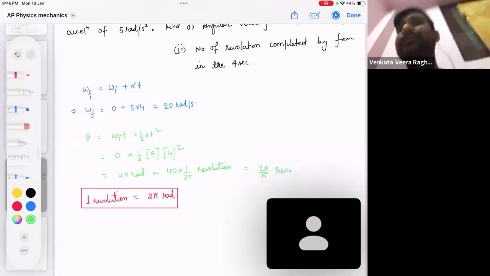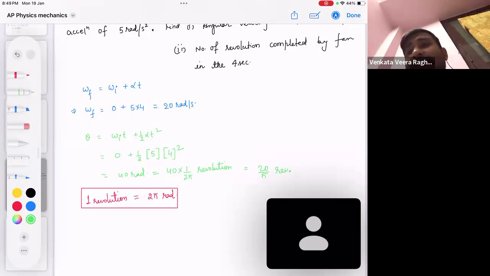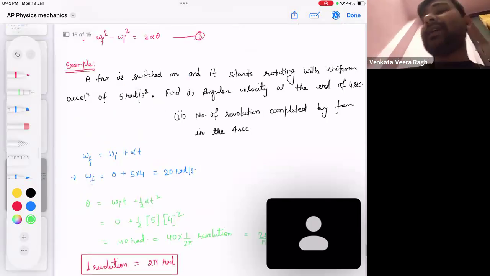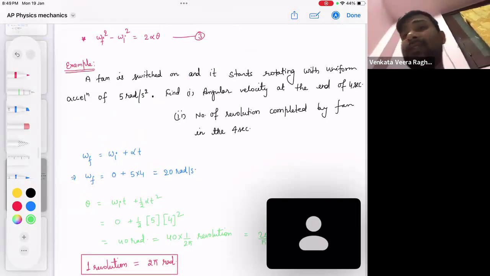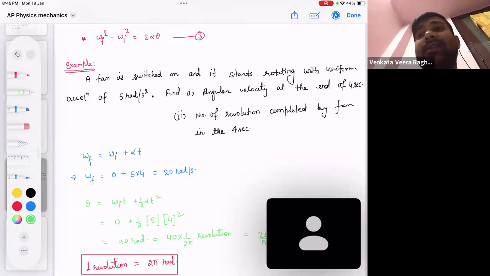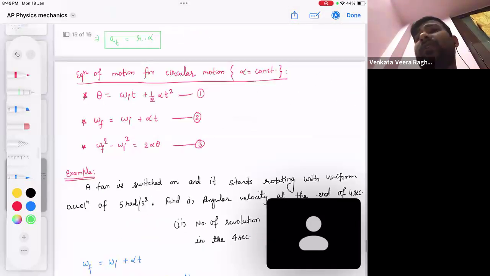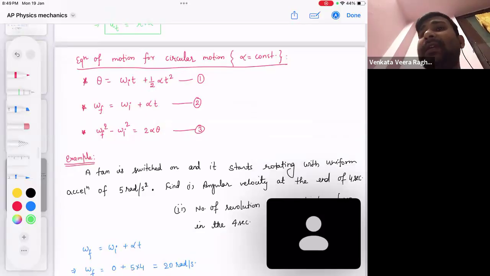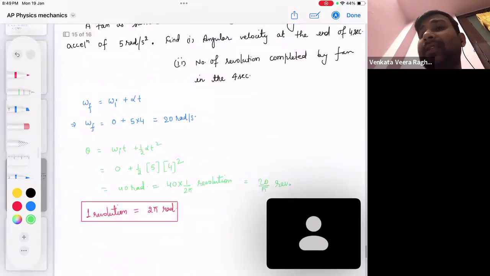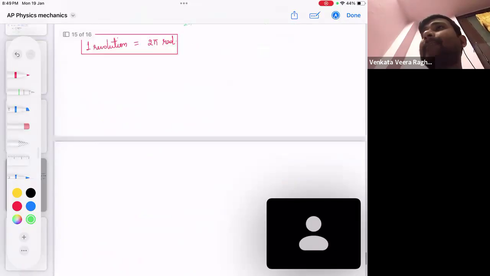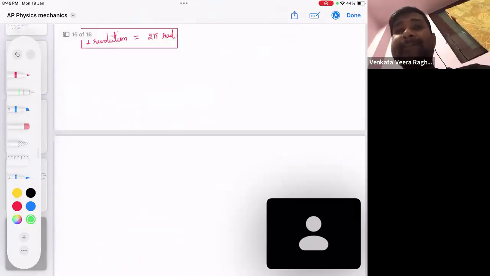Okay. So simple questions like these you will get if the acceleration is given as uniform. Interesting questions will come if it is non-uniform. Then we have to take help of what? The integration in solving the question. Okay. Tell me, clear?